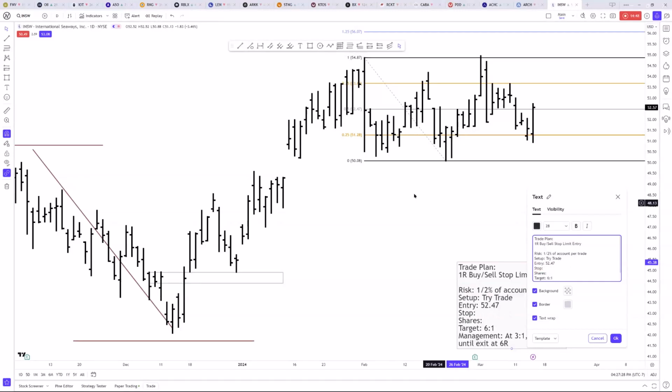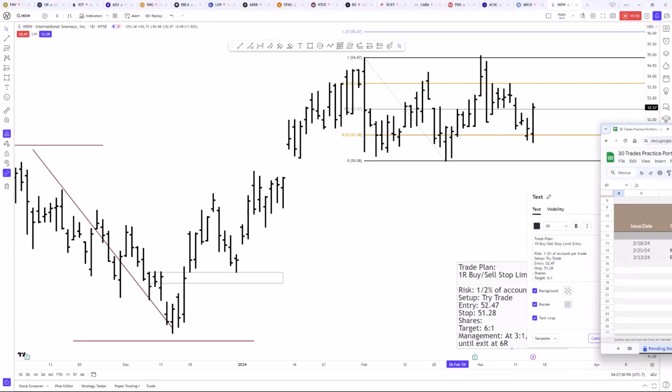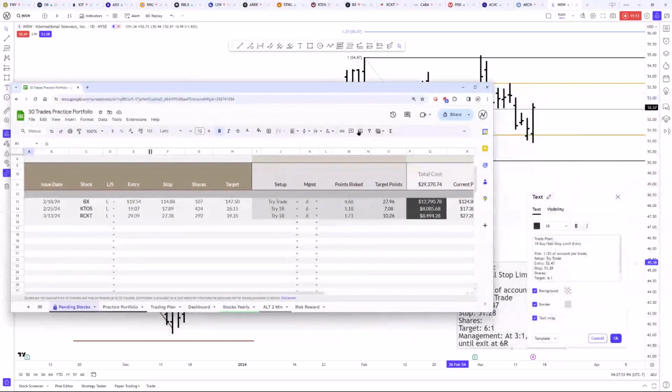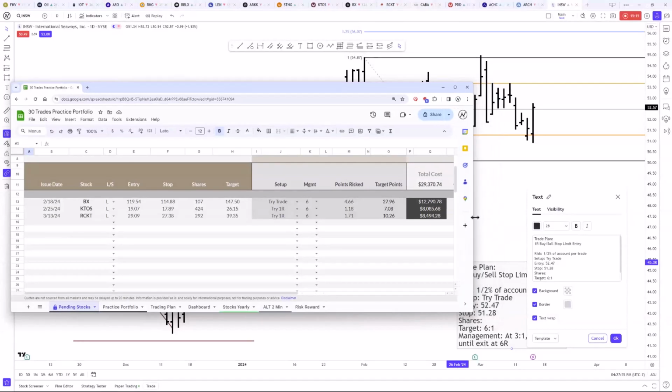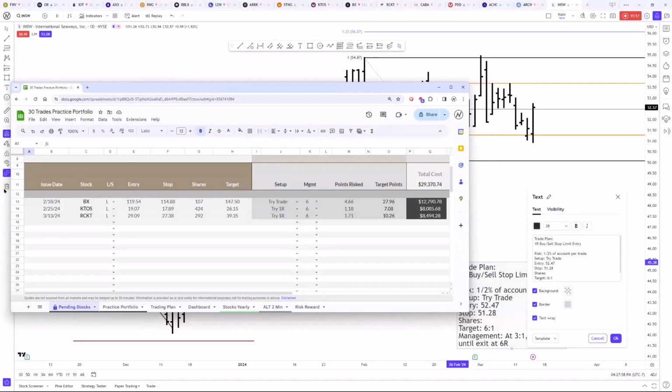And the stop is going to be, these are just cut up in 25% of this reaction leg. Stop's going to be 51.28. And then I need to come up with the amount of shares. And this is part of my documentation as well. I'm going to enter this into a spreadsheet, or you can use journal software or whatever you like. But make this part of your documentation.